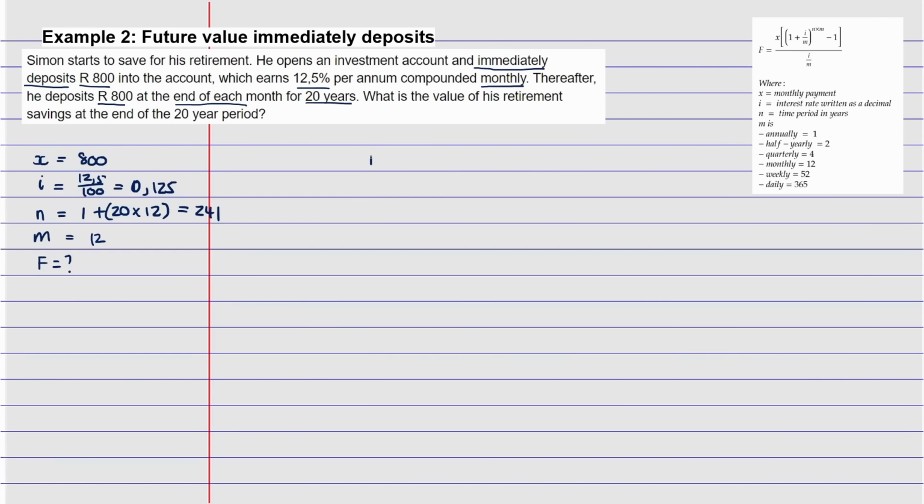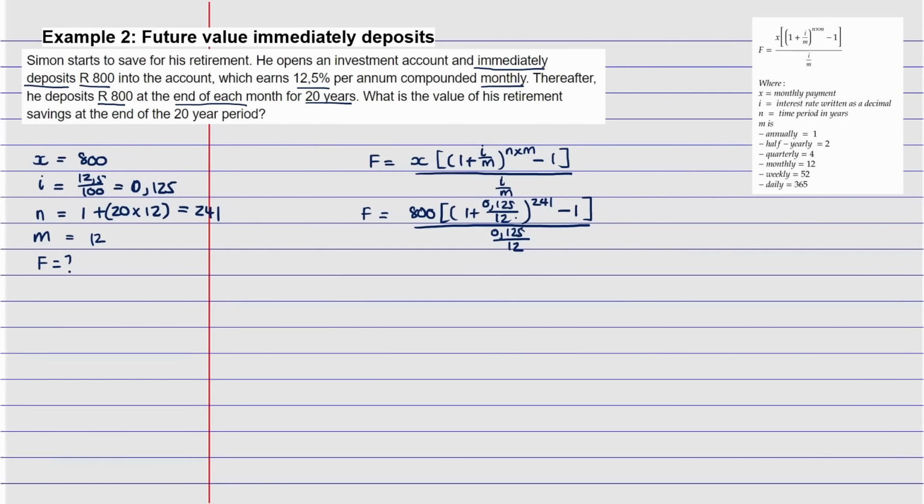So F is equal to X, multiplied by 1 plus I divided by M, to the power of N, minus 1, and this whole thing is divided by I divided by M. So F equals X, which is 800, multiplied by 1 plus 0.125 divided by 12, to the power of N, the amount we already calculated, which is 241, minus 1, then divided by 0.125 divided by 12. So now we're going to punch that into the calculator.